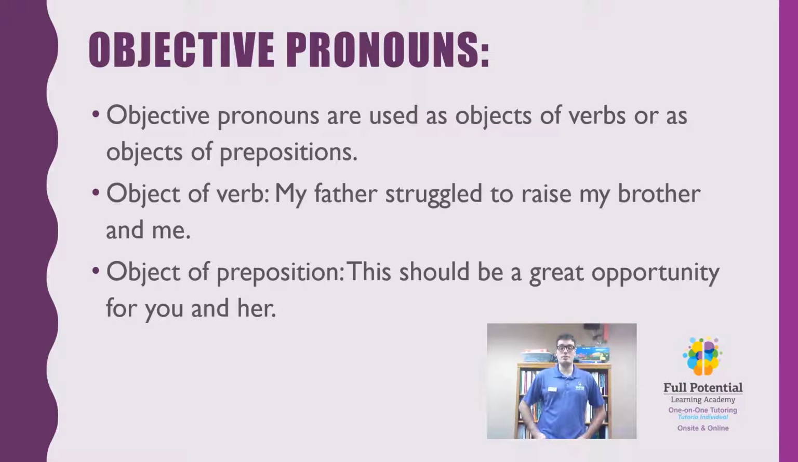Objective pronouns are used as objects of verbs or as objects of prepositions. When deciding the right case for objective pronouns, consider the verb that's being used. For example, my father struggled to raise my brother and me. Me is the best choice here as it's combined with brother to focus on the verb struggled. For an object of preposition sentence, we have: this should be a great opportunity for you and her. Her is used along with you, and we see that the pronouns themselves are objects of the preposition.